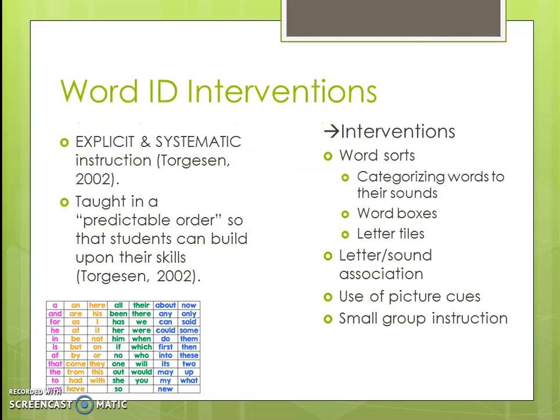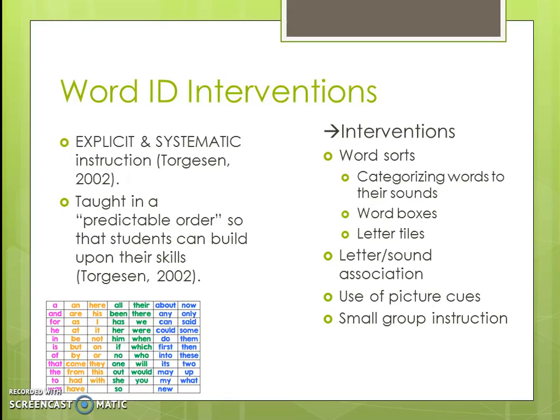So now we're going to jump into some of the various interventions. We're going to start with word identification. Word identification interventions must be explicit and systematic. They're in all capitals for a reason. It is vital that they're explicit and systematic.